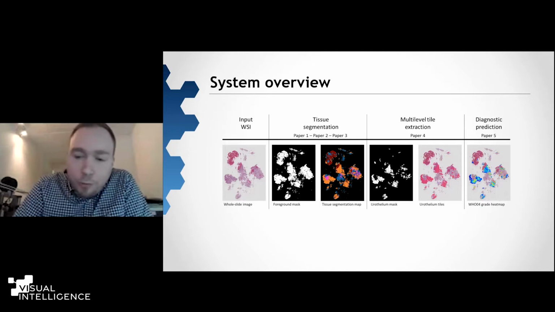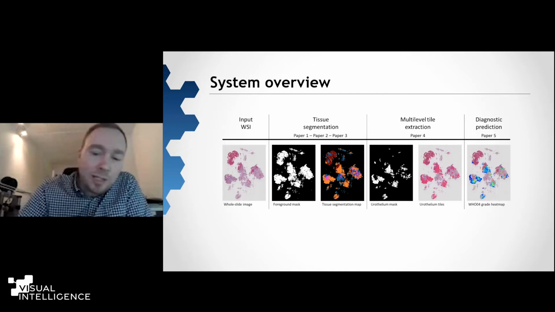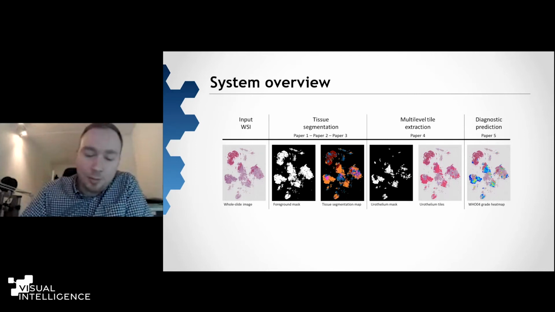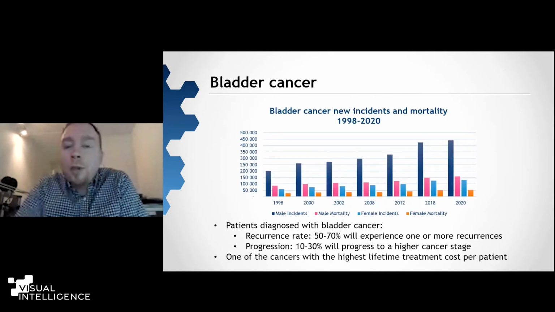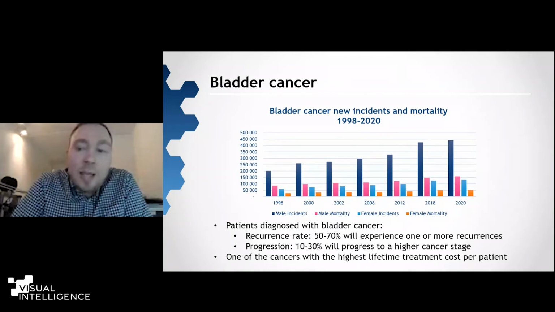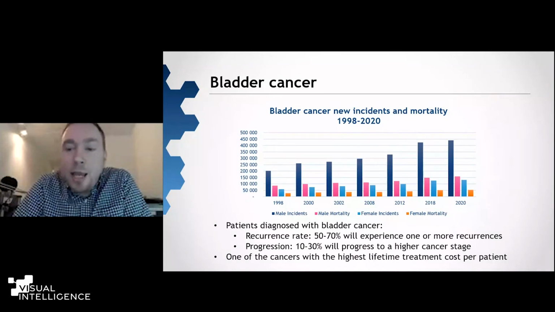With that brief overview of the flow of the system, let's go into some more details. And we will start with bladder cancer and the input images. Bladder cancer is cancer of the urinary bladder, and as we can see from the figure, has had a significant increase in both incidence and mortalities over the past decades.